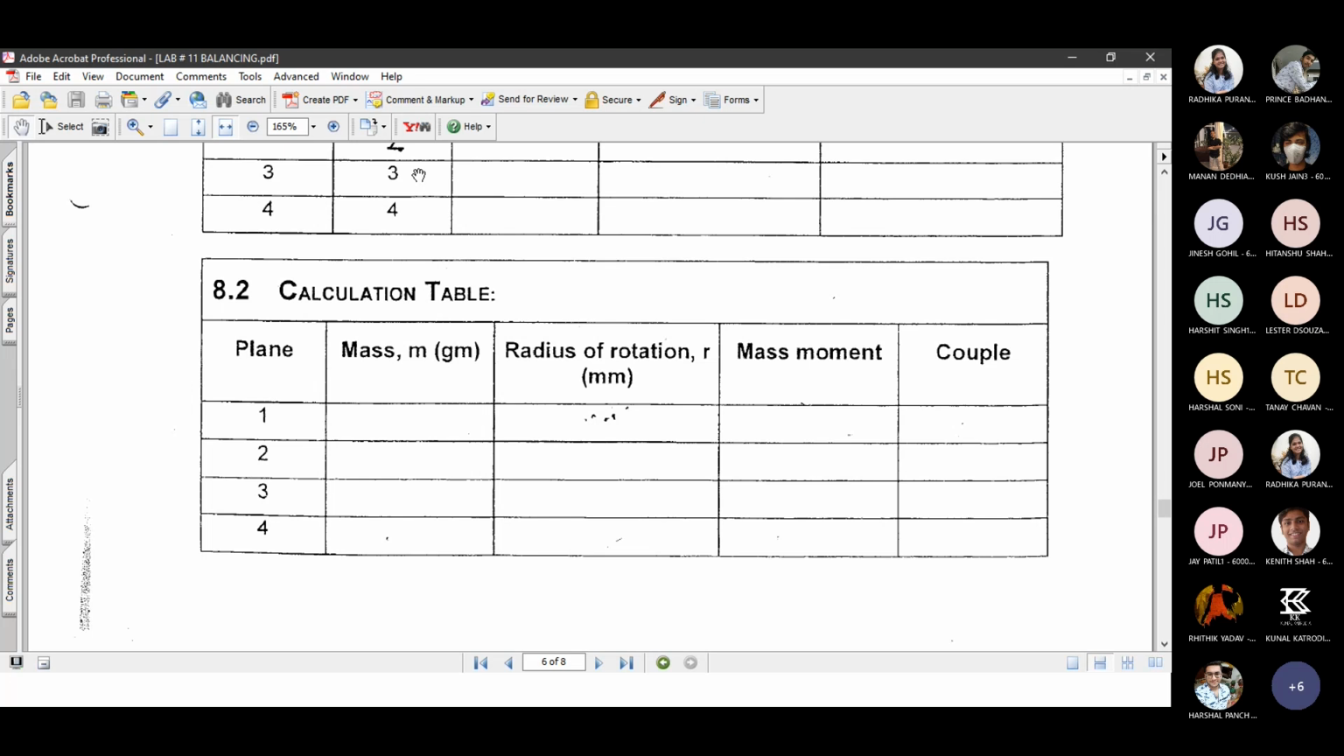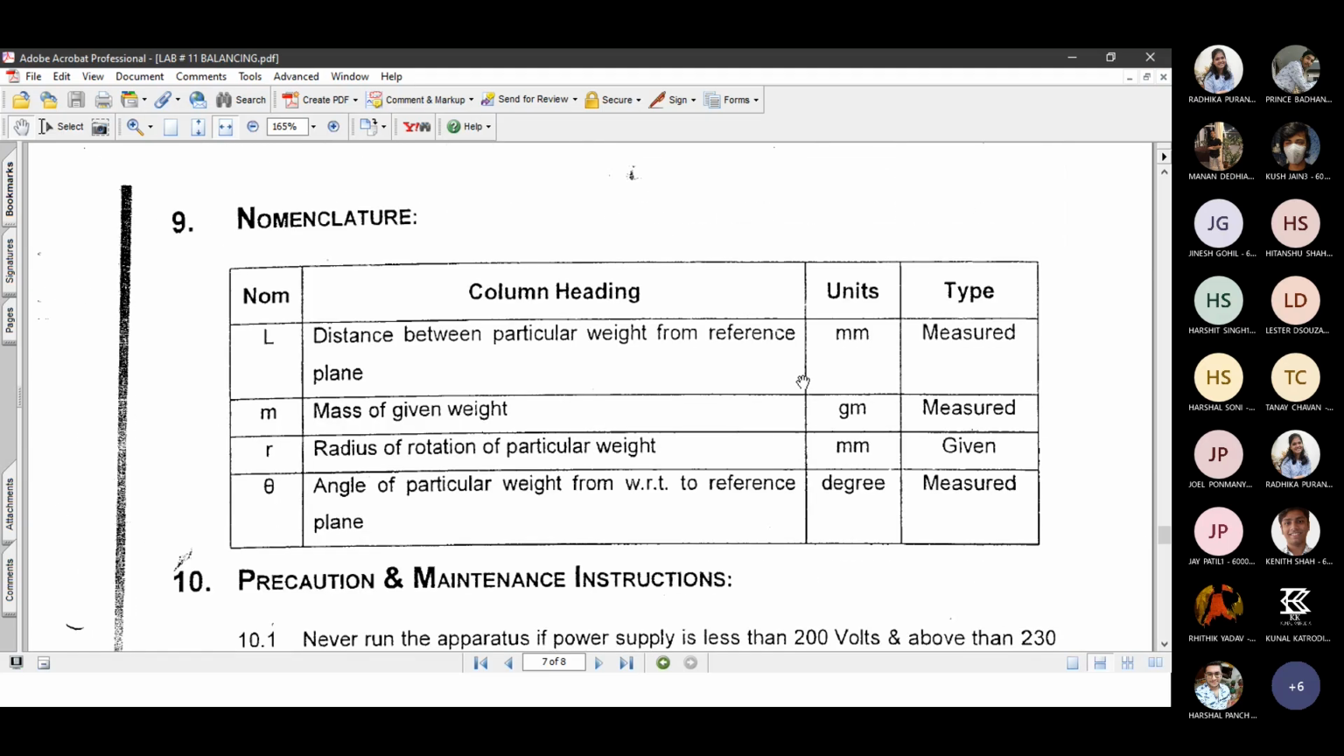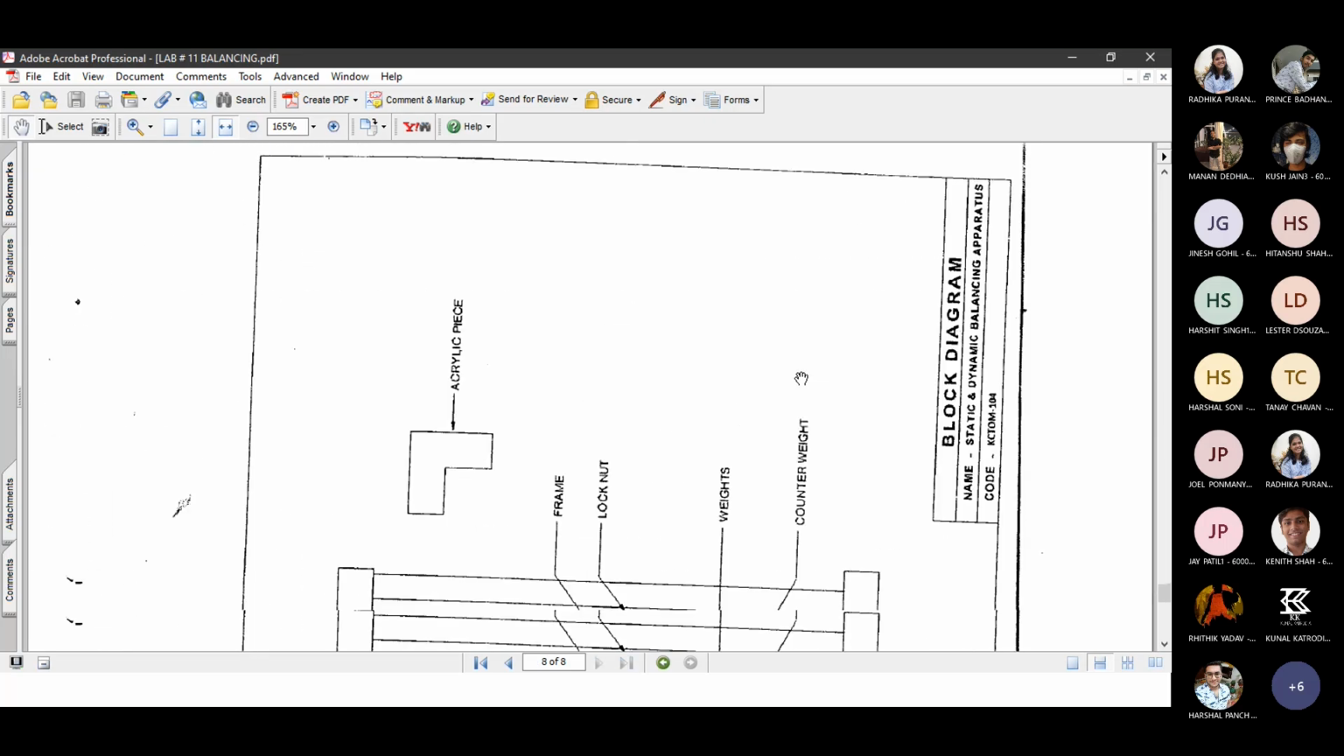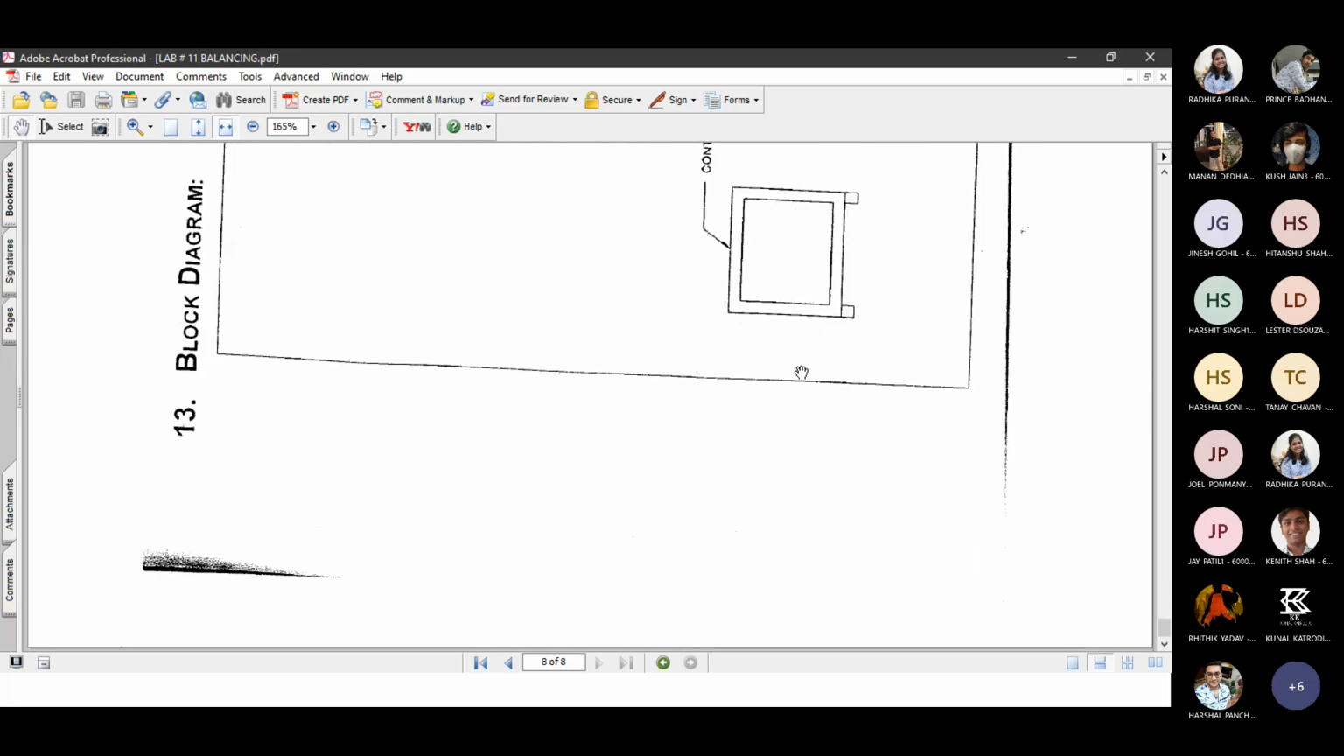Here also modify this table: mass, moment, couple. Write the appropriate quantity on the top right, that is, centrifugal force divided by omega square r. Okay, like that it should be. I will attach that PowerPoint for your reference. This also will be same, so the rest of the stuff will be same. For the diagram, you can attach the printout.